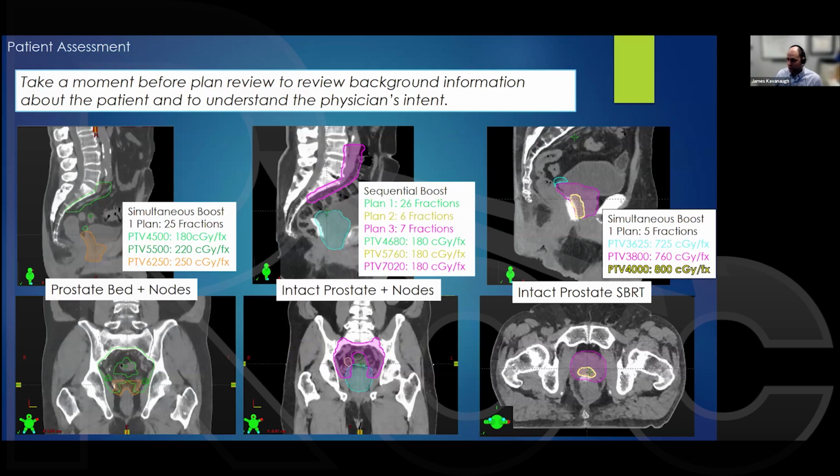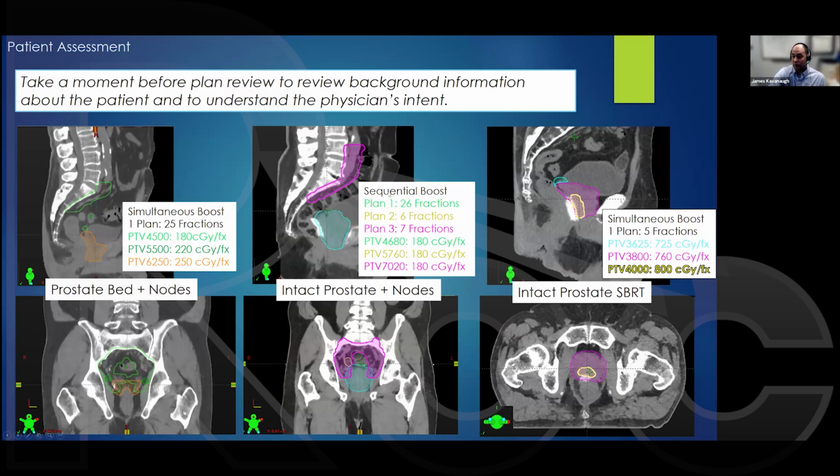And getting to those dose goals, again, with the same 3 patients that we saw before, we can see on the left, this is a simultaneous integrated boost where we're treating one plan to all 3 different dose levels combined. So the PTV nodes going to 45 Gy, 1.8 Gy per fraction. The boosted nodes are going to 55 Gy, so 2.2 Gy or 220 cGy per fraction. And then the prostate bed itself is going to 62.5 Gy or 250 cGy per fraction. So all 3 different dose levels, it's one single plan. So different optimization approaches versus a sequential boost, which is what you see here.